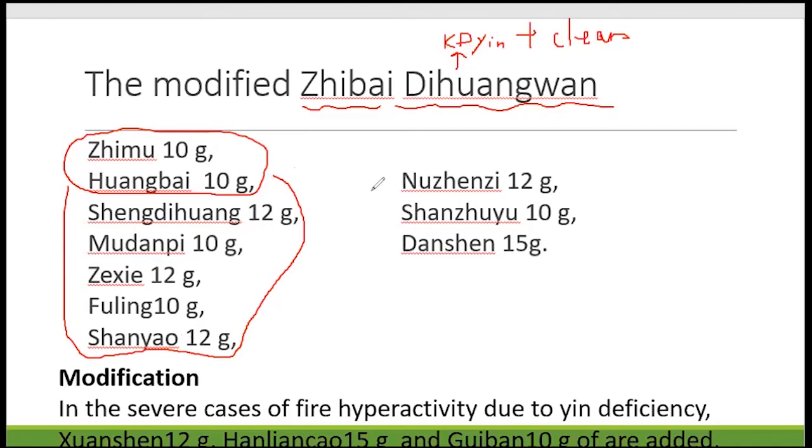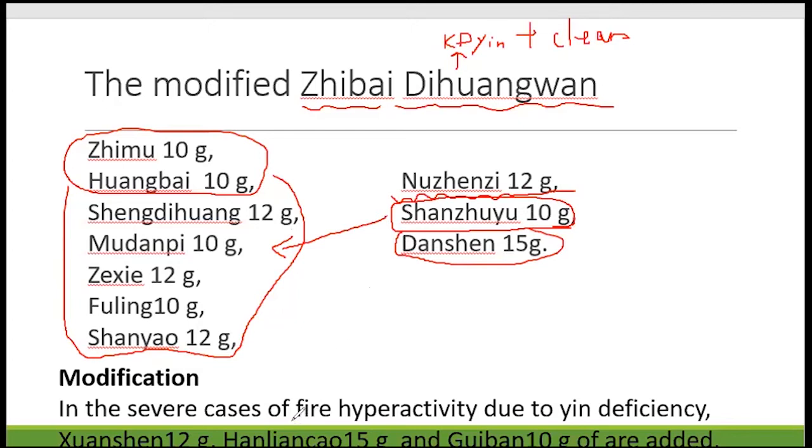Adding more herbs: Nu Zhen Zi, kidney tonifying, yin tonifying. And Shan Zhu Yu, originally yin liquidifying, and blood tonifying. So we can still modify the formula.